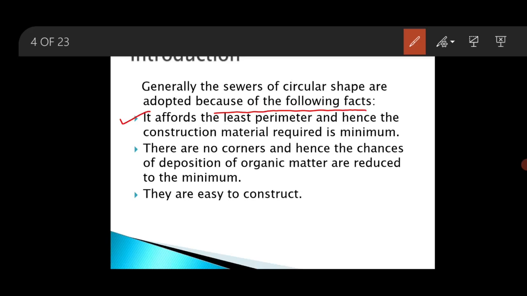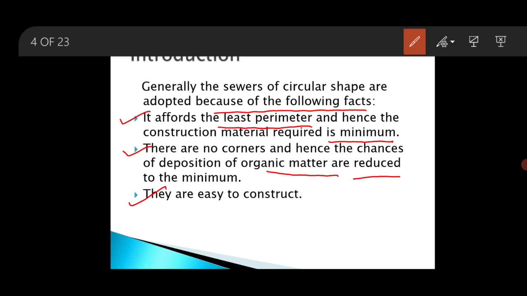So circular shape sewers afford the least perimeter, and hence the requirement of construction material is minimum. Second, there are no corners, and hence the chances of deposition of organic matter are reduced. Third, they are easy to manufacture or construct and handle.